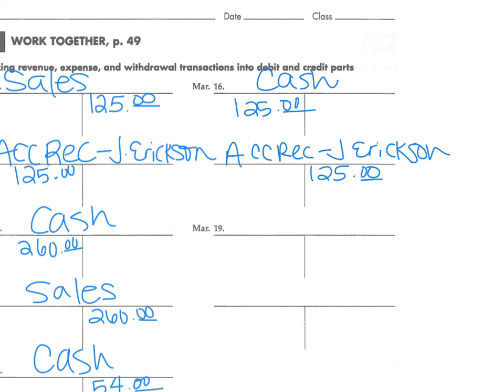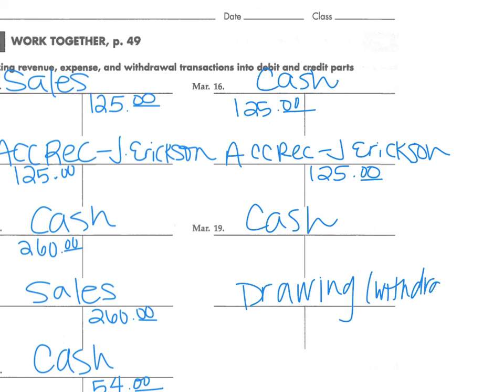Last transaction. Paid cash to owner for a withdrawal. So cash is affected, and then remember, anytime you see the word withdrawal, that always means drawing. So the owner is withdrawing money out of the business, so our cash should be decreasing. So I would credit it. And then my owner's equity would also be decreasing as well. And drawing always debits my owner's equity. So I would debit drawing for $200. And as you can see, I've got a debit and a credit again that are in balance.